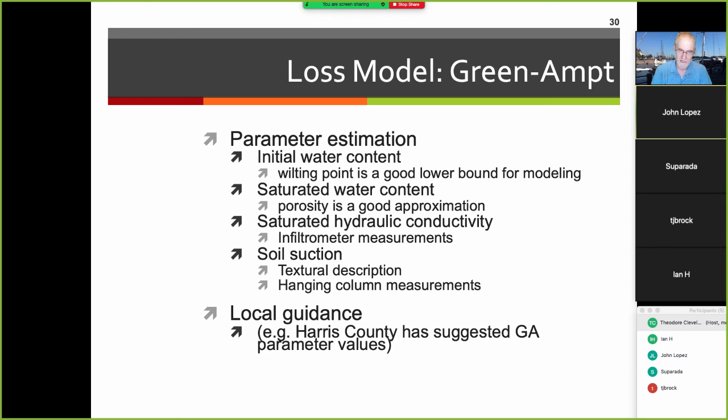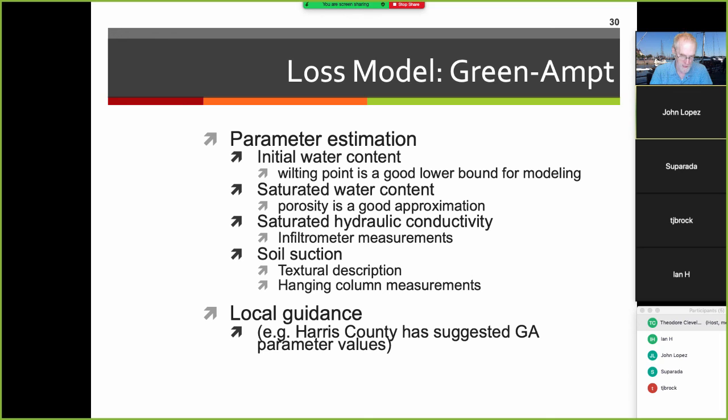The saturated hydraulic conductivity, 2 approaches. You can make actual infiltrometer measurements, or you can use the web soil survey because it reports a permeability for your area of interest. Soil suction, you're kind of on your own there. You can use the textural description or hanging column experiments. I would probably use my web soil survey to get an idea of what, if they report porosity, you can make a pretty good estimate of soil suction from the porosity and the soil materials.